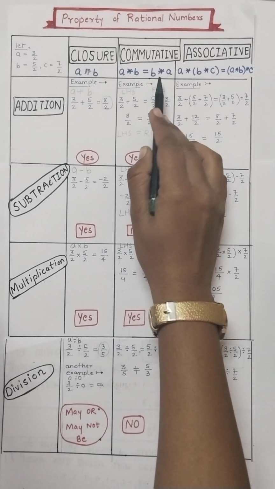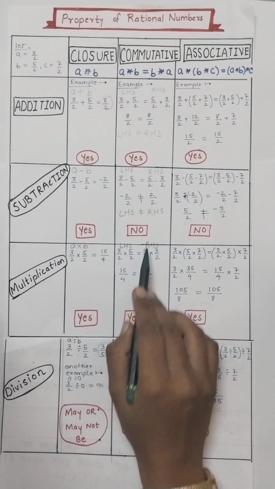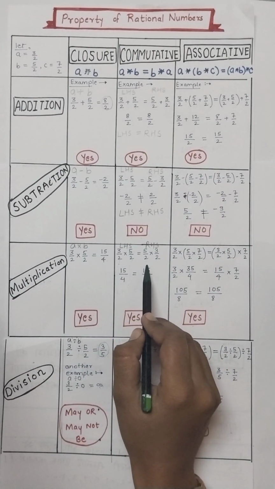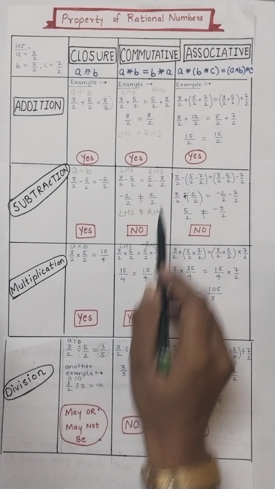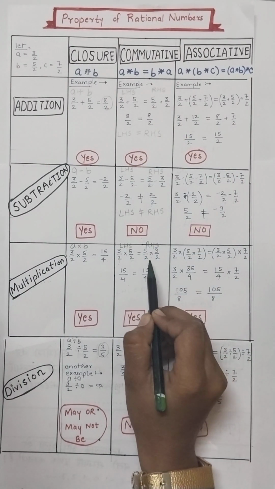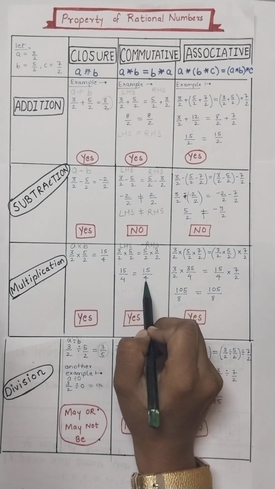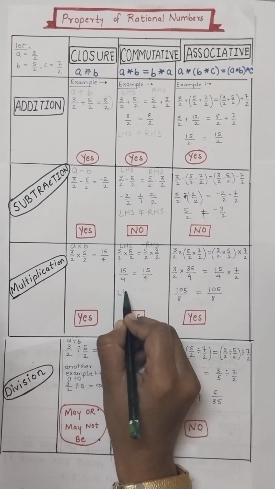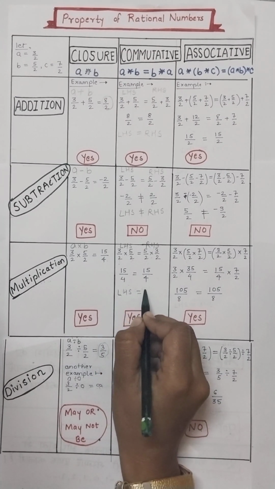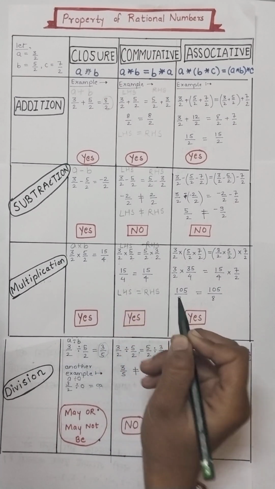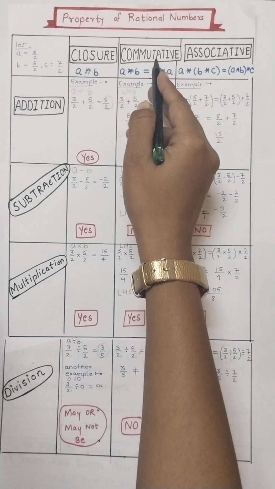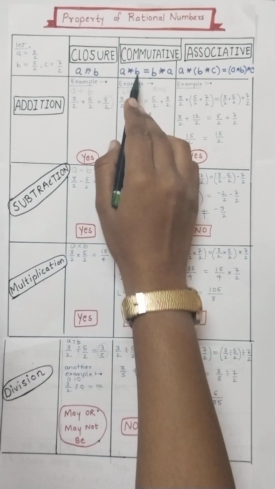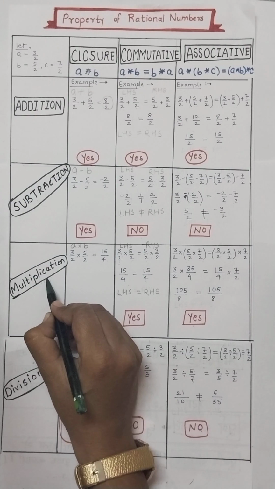Now put the values in the RHS. The value of b is 5 by 2 into the value of a, which is 3 by 2. When we multiply, we get 15 by 4. Here again LHS is equal to RHS. So we will say yes, our rational numbers follow the commutative property with multiplication.